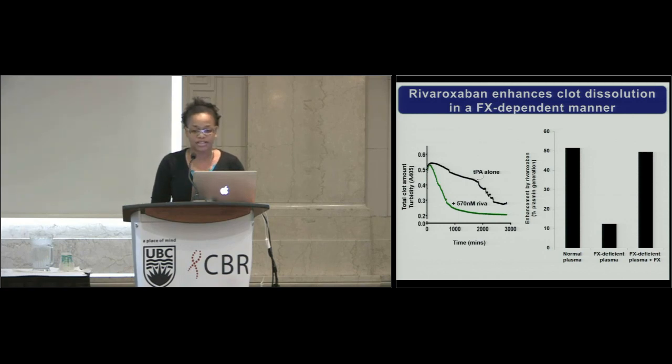So what I did is I wanted to see the dependence on factor 10 using 10 deficient plasma. Here I'm showing you a graph where I looked at plasmin generation during the course of the experiment. We can see that in normal plasma, rivaroxaban enhanced plasmin generation by 50%. When I removed 10, using 10 deficient plasma, this was rapidly decreased. And in order to restore an enhancement, I added back factor 10, suggesting that rivaroxaban enhanced plasmin generation and thus plasma clot dissolution in a 10-dependent manner.